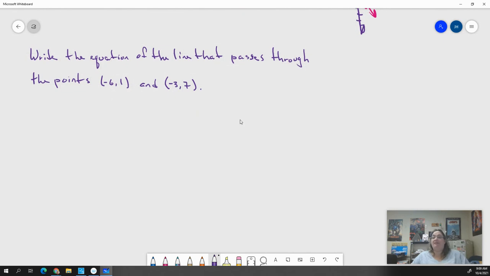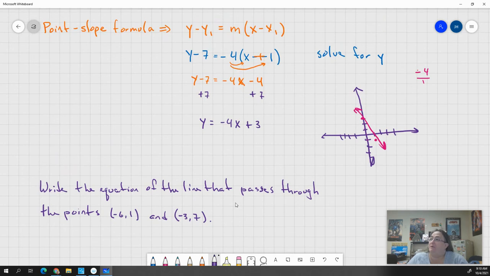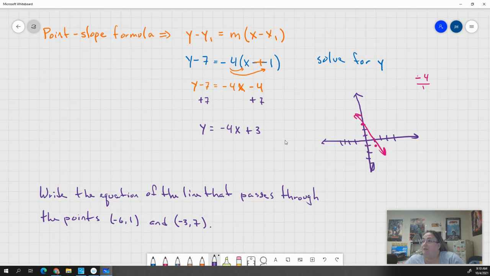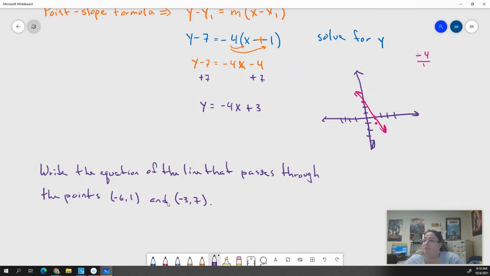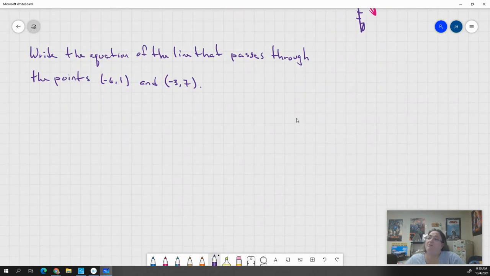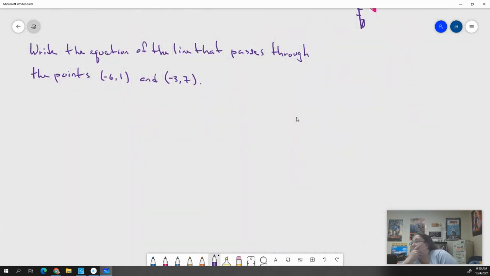So I know 2 points on a line, right? And I want to write the equation of a line. If we look at what we did the last time, we were given a point and we were given a slope. So we could use the point slope formula. Well, if we look at this one, we're given 2 points. So we have the point portion that allows us to use the formula, but we don't have the slope portion, right? So we can't use the formula because we don't have the slope. But can we find a slope given 2 points?